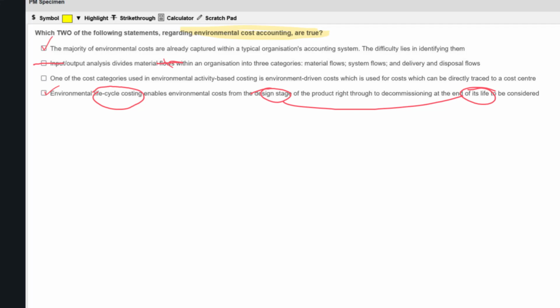If we go to the third option, the most difficult option here, you will need to have read your materials really well. Even if you hadn't, you can still get to the correct answer by eliminating 1 and then finding 2 that are good. What's wrong here? They simply changed one of the words in the definition. It's not the environment-driven costs, but the environment-related costs that are easy to trace to a cost center. So a pollution scrubbing device in the smokestack of a factory would be related to the production cost center. So that's what they're saying there. It's 1 and 4 that are correct.